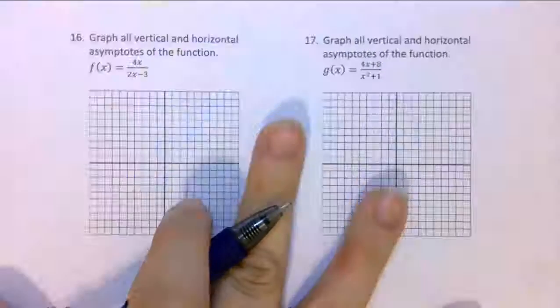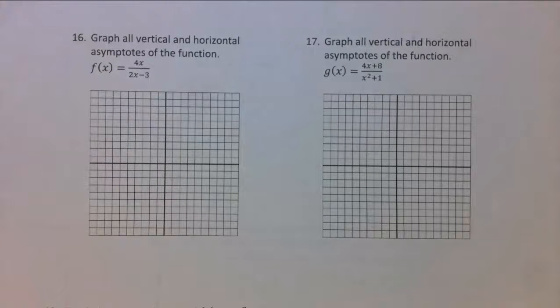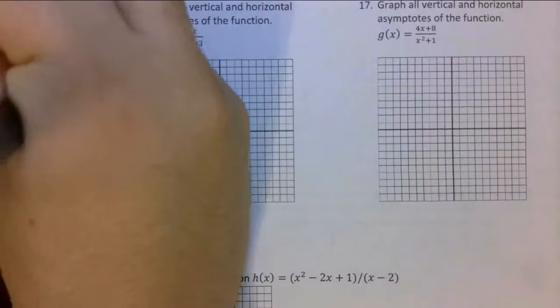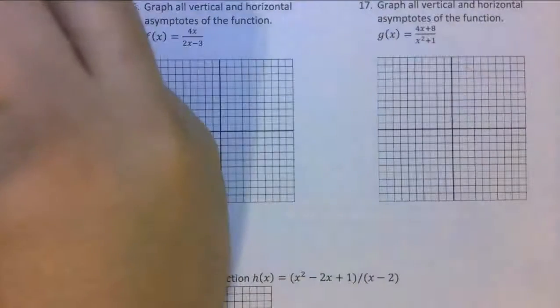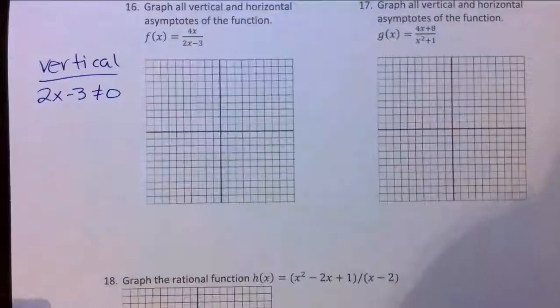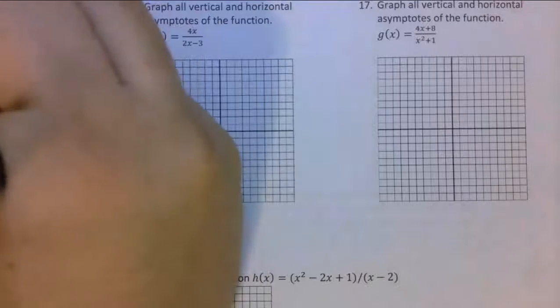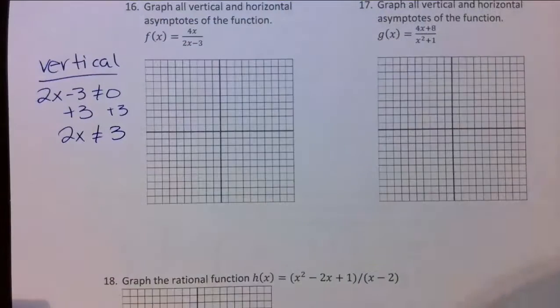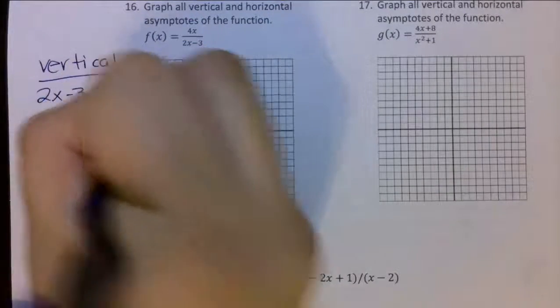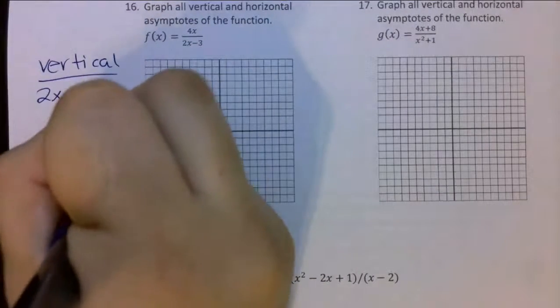Okay. Number 16 and 17 are a little bit different. It wants you to graph all the asymptotes for the function, but you don't actually have to graph the function. So for 16, I'm going to start by doing my vertical. To do that, that's where the denominator can't be 0. So I have 2x minus 3 can't be 0, and I solve this. I add 3 to both sides. I have 2x can't be 3. Divide both sides by 2. X can't be 3/2 for that one.